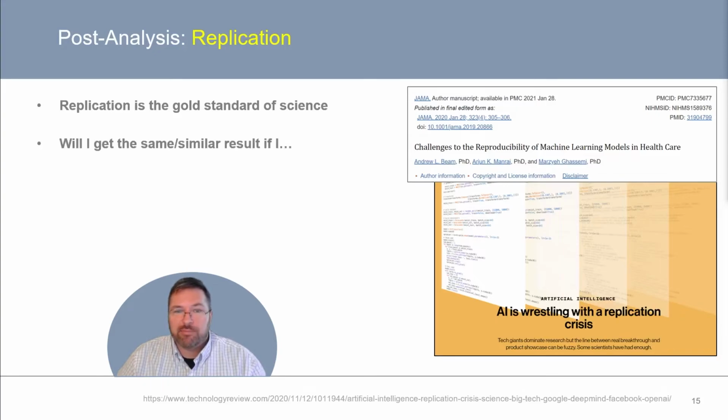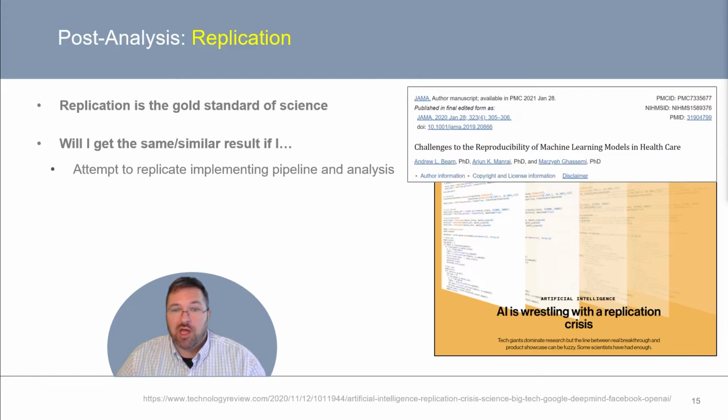So in trying to demonstrate that we can replicate our findings, we can ask if we get the same or similar results in the following contexts. The first might be to try to replicate implementing some machine learning pipeline and analysis if we didn't have the original code, but we have a description of the steps in a published paper.